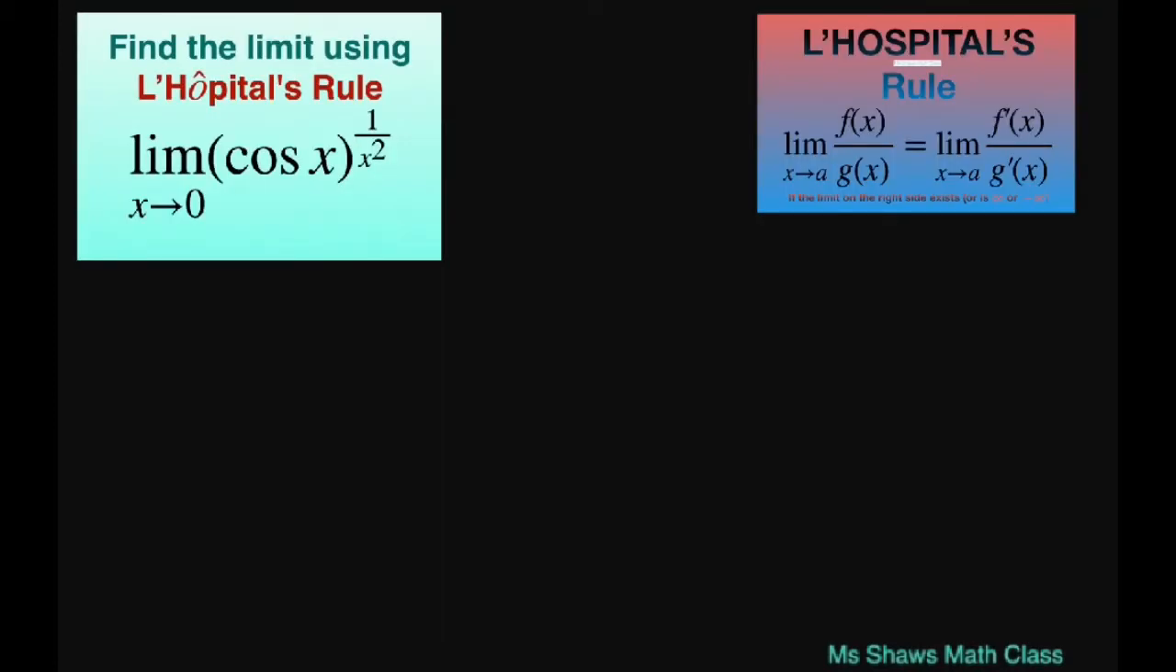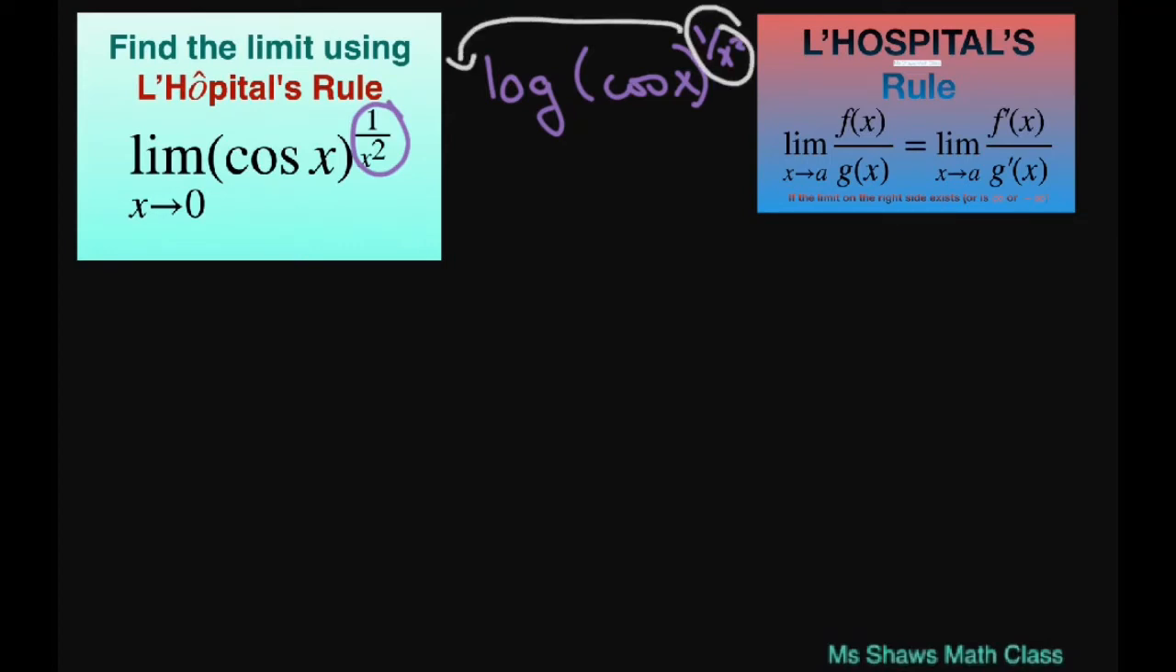All right, since we have this power thing going on, let's take the log and see what goes on here. If I take the log of cosine of x to the power of 1 divided by x squared, I can use my power rule and move this in front here. So I'm going to have 1 divided by x squared times log of cosine of x. And then we can use L'Hopital's rule to finish this up.